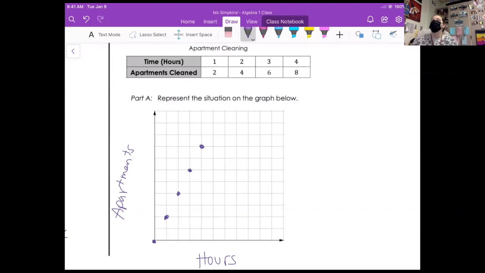If I were to keep going, after 5 hours, 10. After 100 hours, 200, yeah, 200. Multiply by 2, good. On the next page, there's 2 multiple choice questions about this graph. So when you're ready, after you've graphed it, we'll look at those.